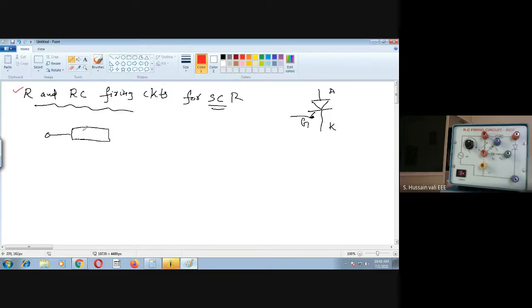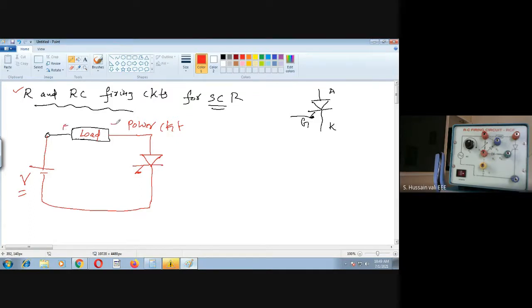Now the circuit diagram of this looks like this. It's a very simple thing: some voltage is there. See here, this is the power circuit. The circuit which I have drawn is the power circuit. Power circuit in the sense you are giving some voltage here. Now you turn on the SCR, then the voltage will be applied across your load when you turn on the switch here. When you turn off, the voltage across the load is zero. So this is the circuit now.